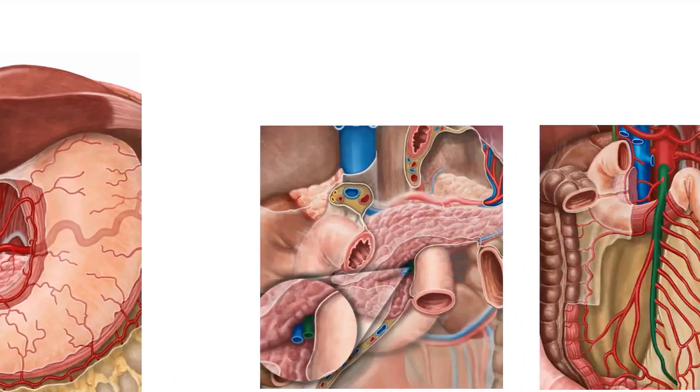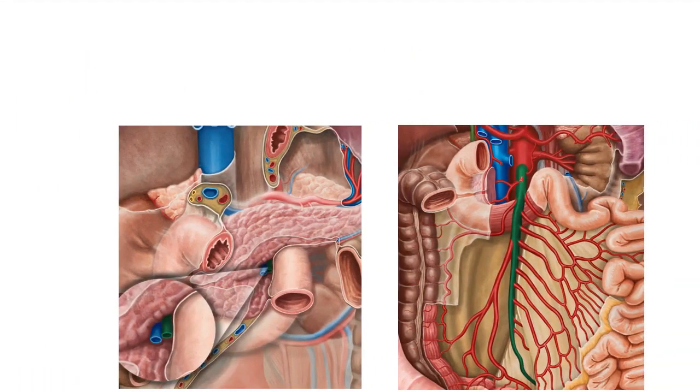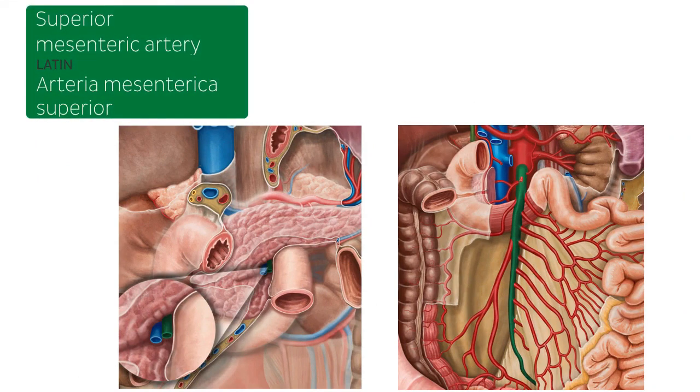Immediately below the celiac trunk, at the level of the first lumbar vertebra, the abdominal aorta gives off another single artery, the superior mesenteric artery. As we can see in this image on the left, it passes underneath the neck of the pancreas. And in this image on the right, we can see that it continues downwards, giving off numerous branches that supply the pancreas, the duodenum, all of the small intestine, and the ascending and transverse colon.